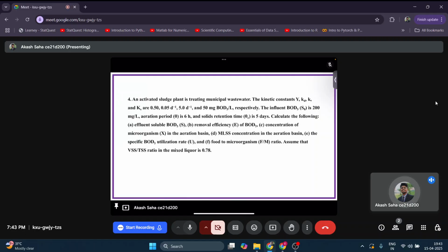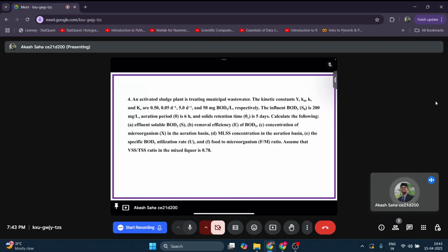So this is the next problem that we have. It's related to an activated sludge plant, basically regarding the calculations of all the various aspects of ASP. Okay, so the problem says an activated sludge plant is treating municipal wastewater, and the kinetic constants Y, Kd, k, and Ks are 0.5, 0.05, 5, and 50 milligram BOD per liter.